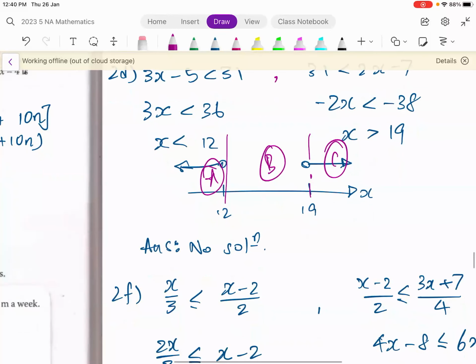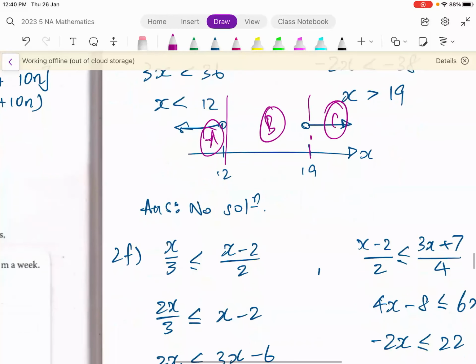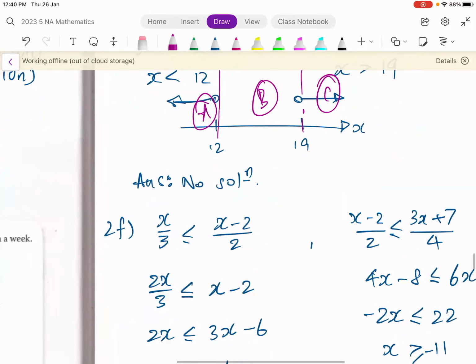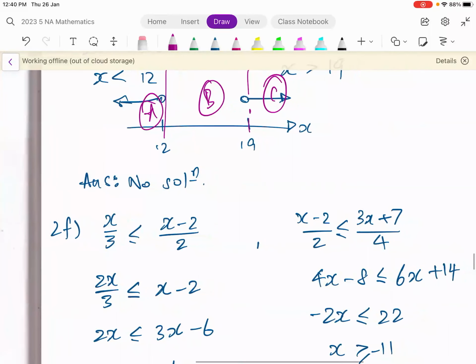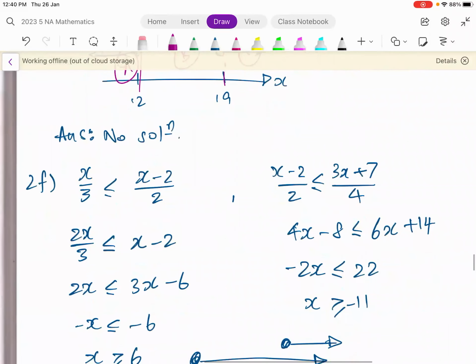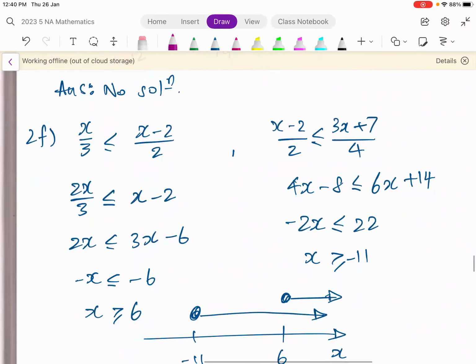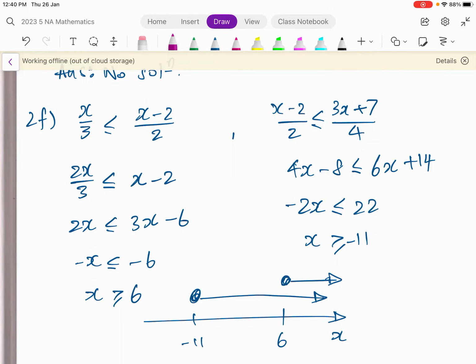Okay, now 2F. Here we practice our algebra. If I'm going too fast, you don't have time to copy, don't worry. You can always watch the video. Okay, so 2F, we got 2 algebraic fractions. So I tried to do it step by step on the left hand side. Multiply both sides by 2 to get rid of the denominator. Multiply both sides by 3. Simplify. X greater than or equal to 6.